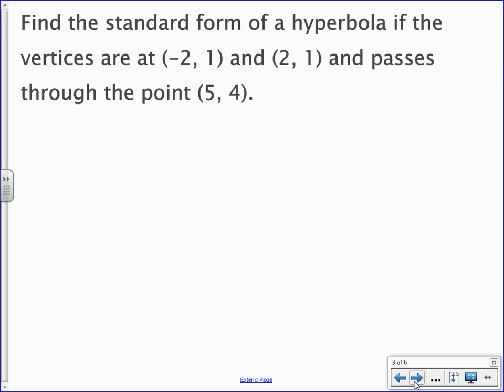Next problem. We have the points -2, 1, and 2, 1. Those are vertices. And we know it goes through the point 5, 4.